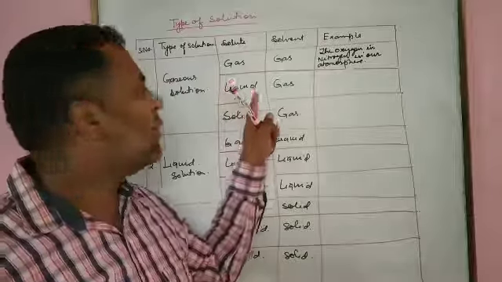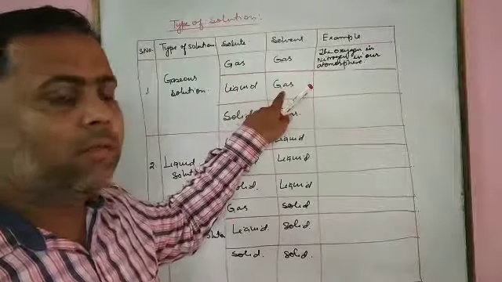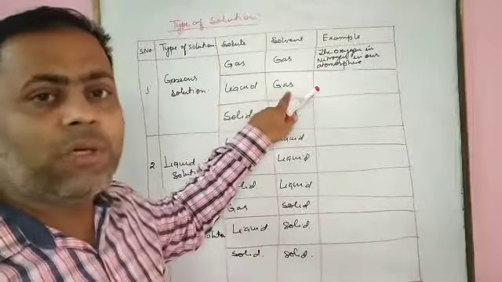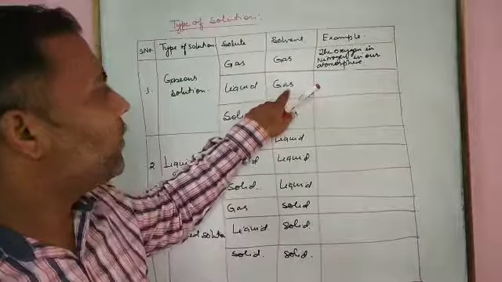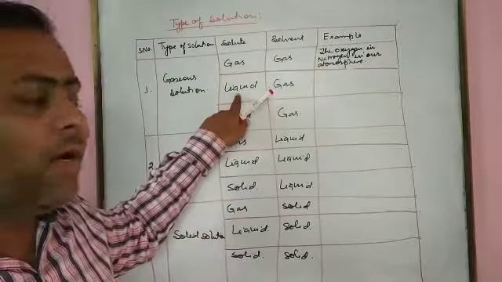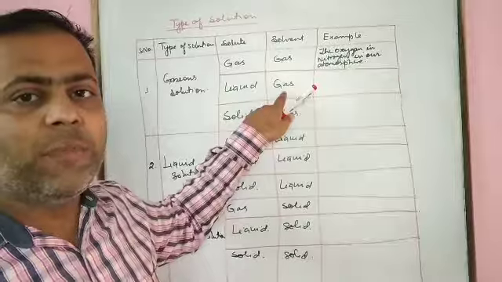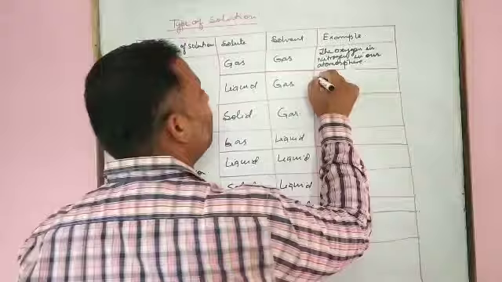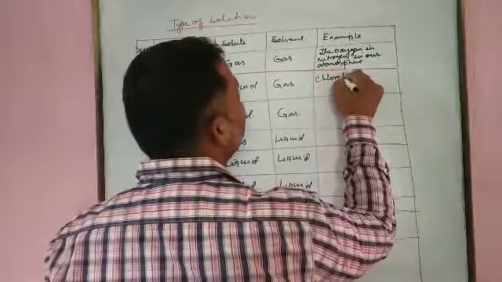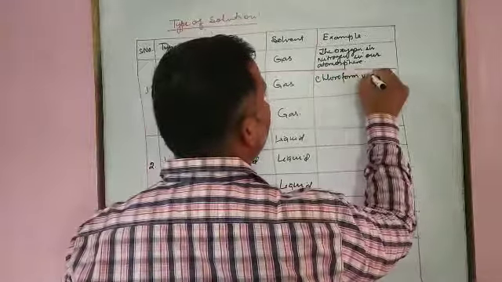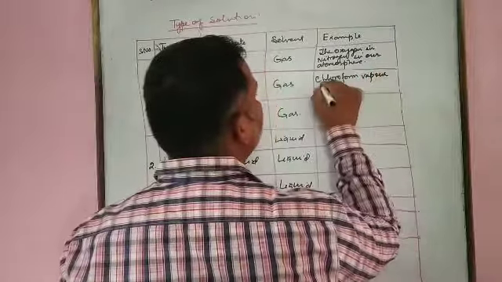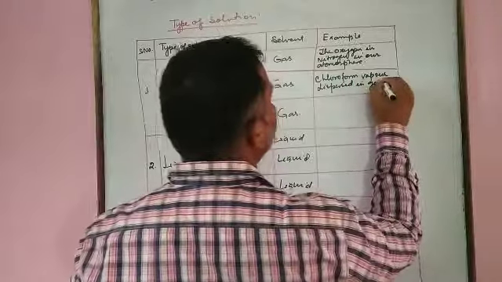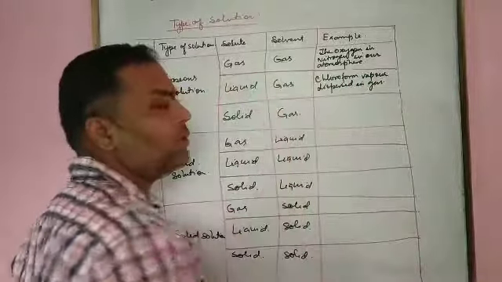Next, we will discuss the liquid in gas. The chloroform vapors dispersed in the gas is an example of liquid in gas. The chloroform vapors are in liquid state, and when they are dispersed in gas, it is a type of liquid in gas solution. Chloroform vapor dispersed in gas is an example of liquid in gas solution.